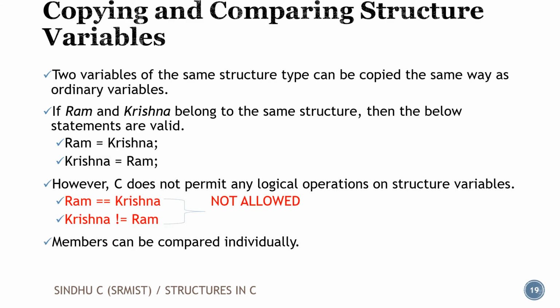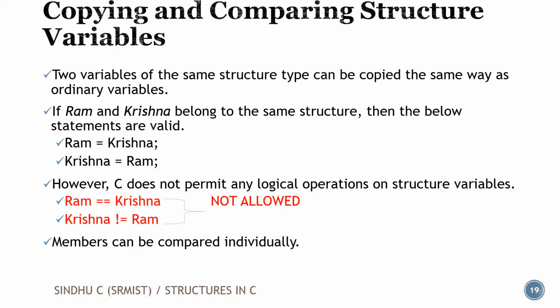Copying and comparing structure variables. Two variables of the same structure type can be copied the same way as ordinary variables. So here in the example that we are going through, Ram and Krishna are two structure variables of the same type. So copying Krishna's data into Ram or Ram's data into Krishna, whichever has data can be put on the right side of the assignment operator. The values of the right hand side variable will be copied to the left hand side variable. So this copying is possible.